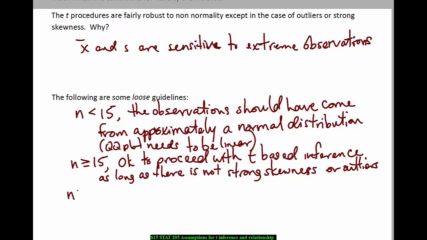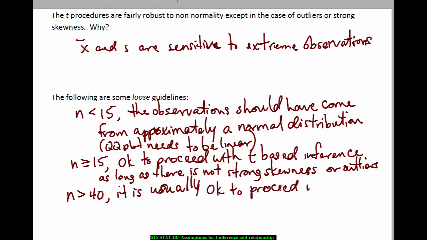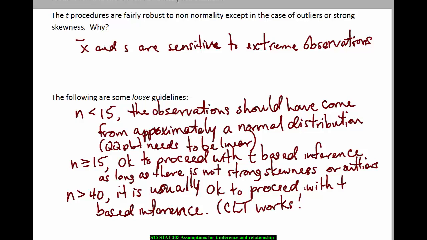And if n is bigger than 40, we're going to say that's a large enough sample size to correct for any kind of skewness or outliers. It is usually okay to proceed with t-based inference. The central limit theorem is usually going to work for you as long as your sample size is bigger than 40.